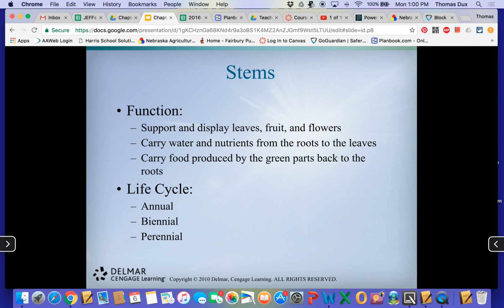And we've already talked about this. Stems, they function this way. Support and display leaves, fruits, and flowers. Carry water and nutrients from the xylem. From the phloem, carry food. There are life cycles of plants. The book threw it in here, even though this should be for all plants.